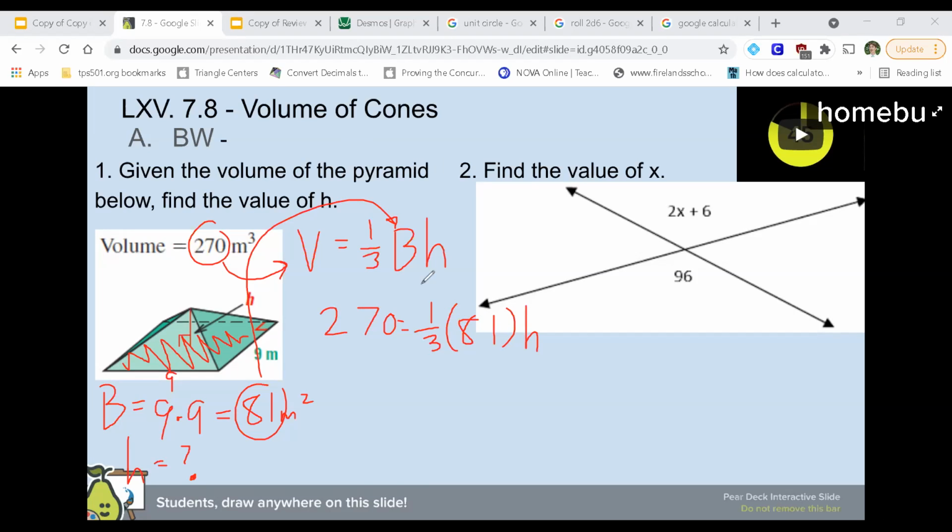All right, can anyone tell me what is 1/3 of 81? 27. 81 divided by 3 is 27. So the first thing I would do is simplify this. Do the operations you can do, just like when you're doing the Pythagorean theorem, right? The first thing you do is simplify, actually square the numbers. To get h by itself, then I have one more step.